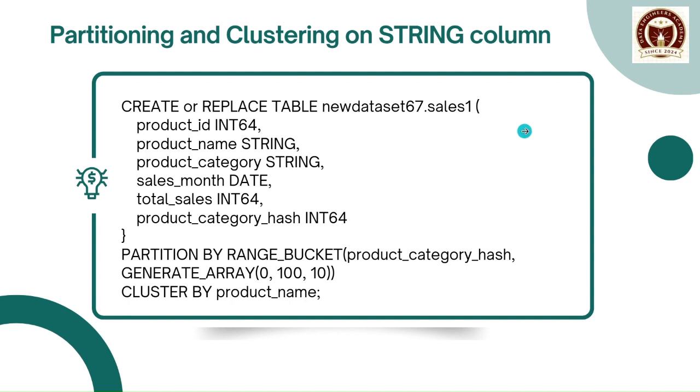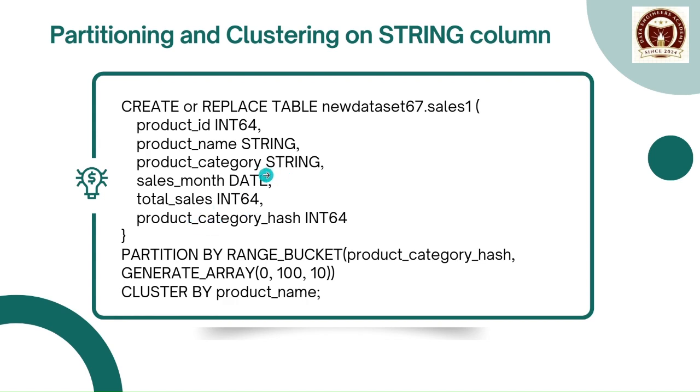Partitioning and clustering on string or character column. Using this query, we can perform partitioning and clustering on a string column. Create or replace table name dataset dot sales. In BigQuery, we must mention the dataset before the table name. Here my sales table consists of product ID, product name, product category, sales month, total sales, and product category hash columns. Here we are performing partition on product category.